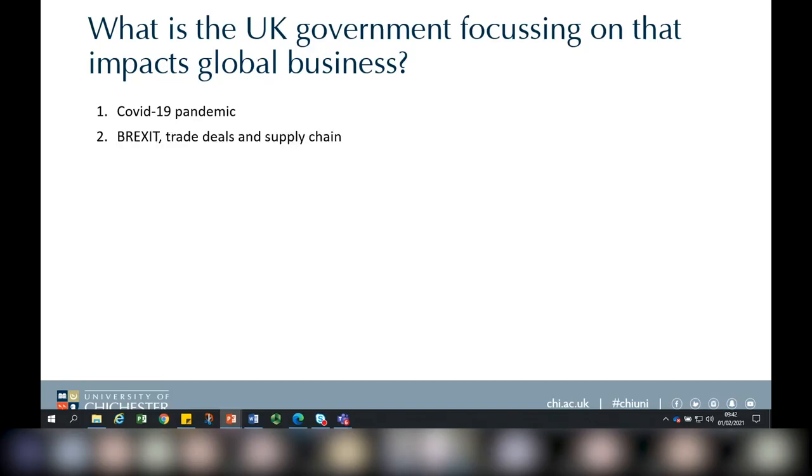Brexit. At the moment, the government is focusing on COVID-19, dealing with that situation, and Brexit, making sure that we can get trade deals and our supply chain is reinforced.